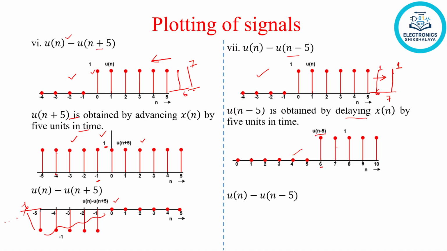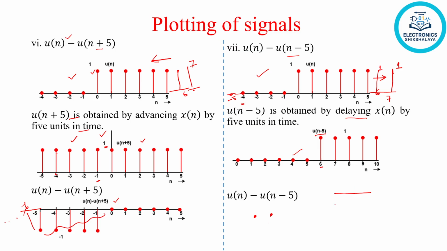Okay, so let's see our graph. So this is actually u of n. Then at minus 5 the value is 0, so we are subtracting 0. Then at minus 4, it will be 0, so we are subtracting 0. Similarly, at minus 3, it will be 0. So actually the graph will be like this.